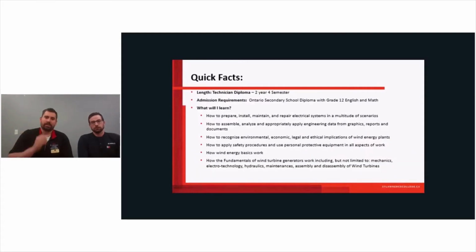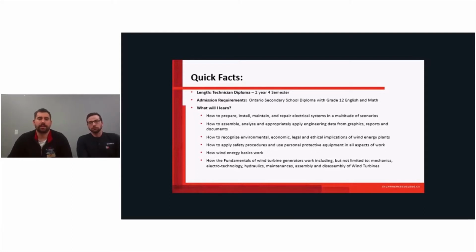So a couple quick facts about the program. We could go on and on about all the learning outcomes that you'd be able to achieve through the program. I'm just going to touch on a few. I just want to make sure that you know that it's a 2-year program. It's 4 semesters, so 2 semesters in each year. September typically all the way till the end of April is your semester.